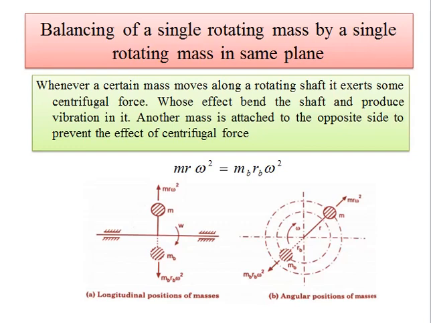balancing mass. Then omega square, we know that the speed is the same as we locate the mass on the same shaft and on the same plane. This is a simple method of balancing in which the balance mass is put exactly in the opposite direction of the unbalanced mass.